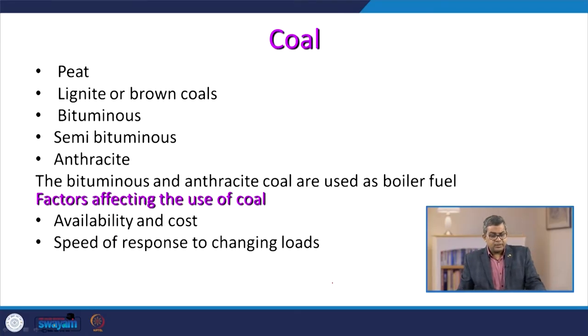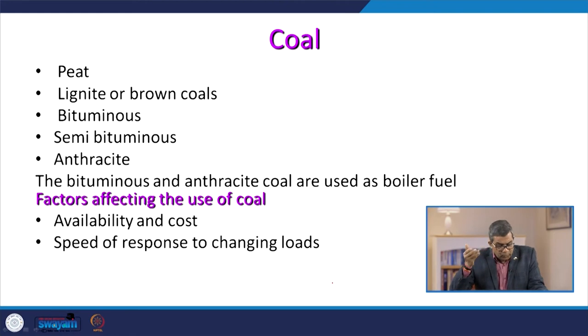Sometimes the fuel for the boiler is a very debatable aspect, because it has various parameters to be addressed. Usually, there are three most common types of fuels used: coal, oil and gas. Industrial or commercial waste is also sometimes used in certain boilers, along with electricity for electrode boilers. Let us briefly talk about the coal. There are different types of coals in practice: peat, lignite or brown coal, bituminous, semi-bituminous, anthracite. The bituminous and anthracite coals are used for the boiler fuel.